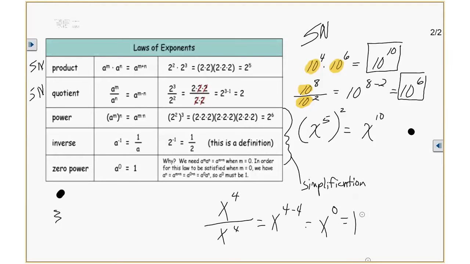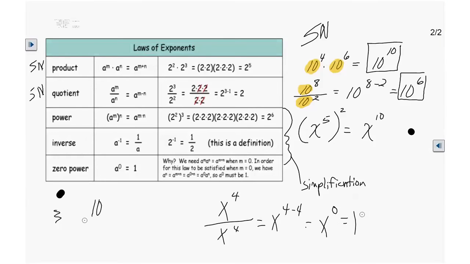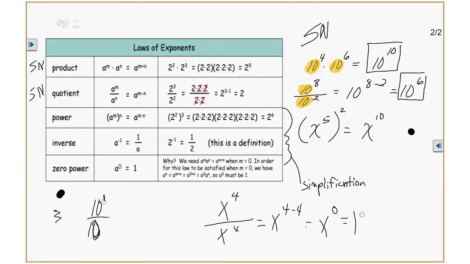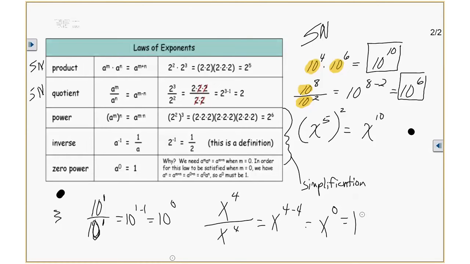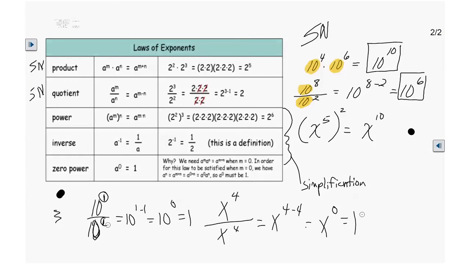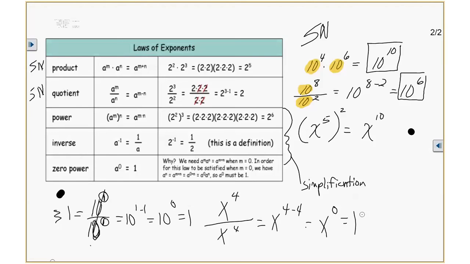The top and the bottom has to be exactly the same. The 10s on top of each other, I've divided them. I'm telling you why you're getting one. 10 over 10. Well, what is 10? Any number is raised to the what? The 1st power. All right, do your 10 to the 1 minus 1, which is equal to 10 to the what? 0, which is equal to 1. So that's why, since these are the same, you cancel them out and say 1. But if they're not the same, you can't do that. And these aren't the same. That's why you can cancel, because they're the same.